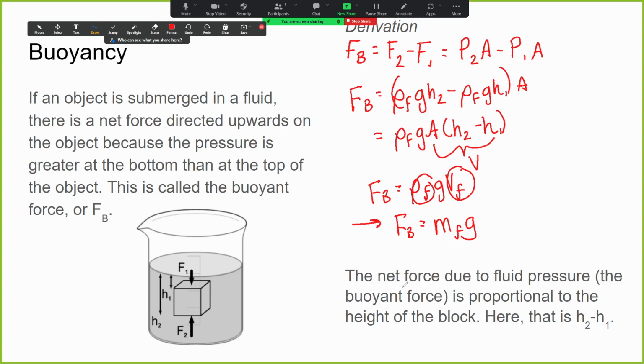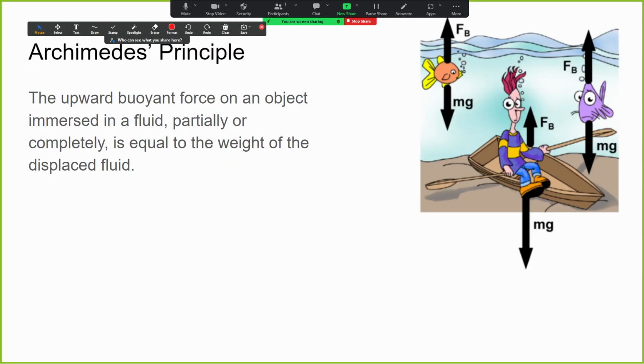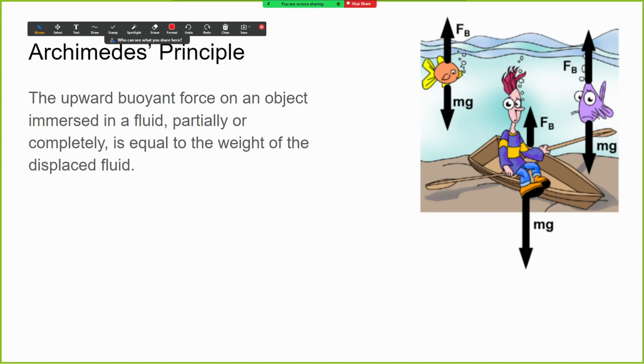So the net force due to the fluid pressure, or the buoyant force as it's called, is going to be proportional to the height of the block itself. Hopefully it makes sense why that's h2 minus h1, because that's this distance here. Archimedes' principle states that the upward buoyant force on an object immersed in a fluid, partially or completely, is going to be equal to the weight of that displaced fluid.